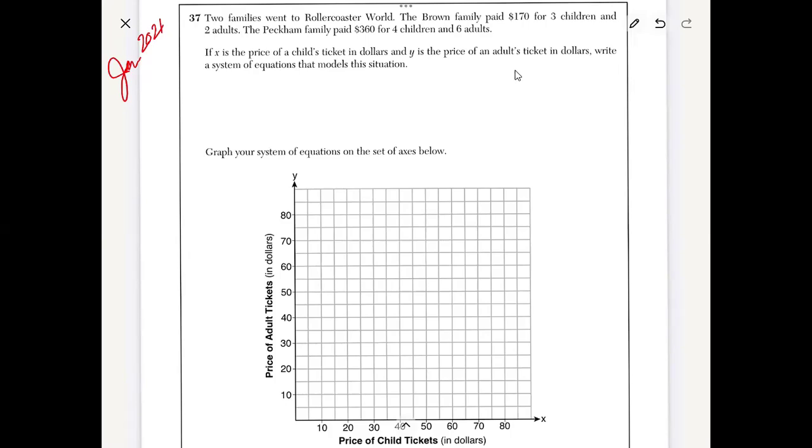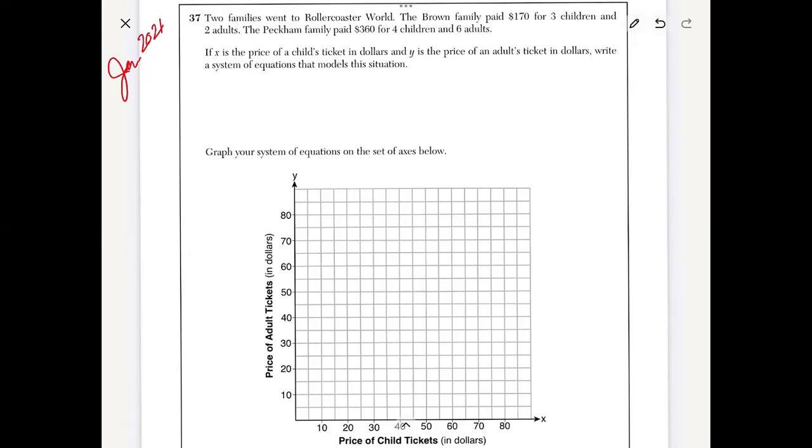This says we have two families who went to Roller Coaster World. We have the Brown family. They paid $170 for three children and two adults. The Peckham family paid $360 for four children and six adults.